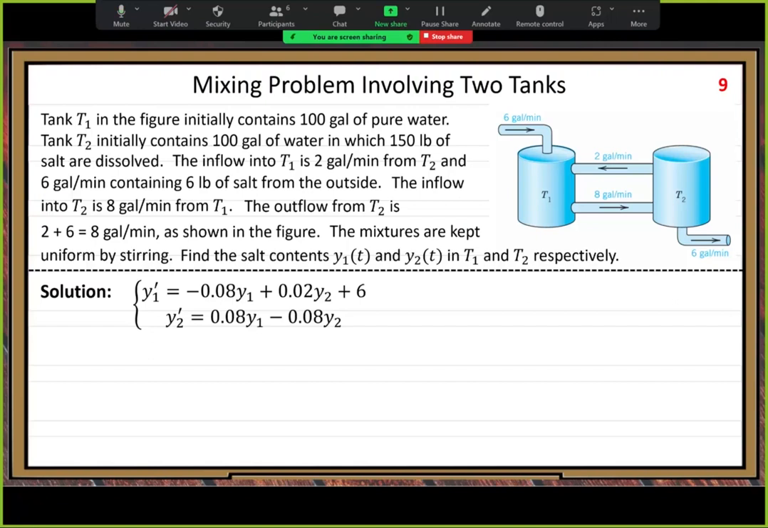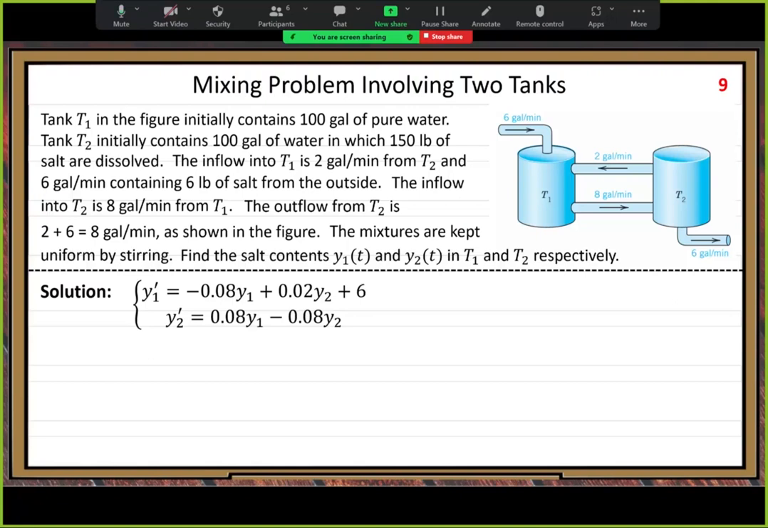In y2, so in, out, right? So you need to multiply y1, y2. Question: is it saying that there's 6 gallons of water going in per minute? Is it also saying that there are 6 pounds of salt going in? Yeah, good, correct. 6 gallons per minute of water containing 6 pounds of salt. Yes, good.